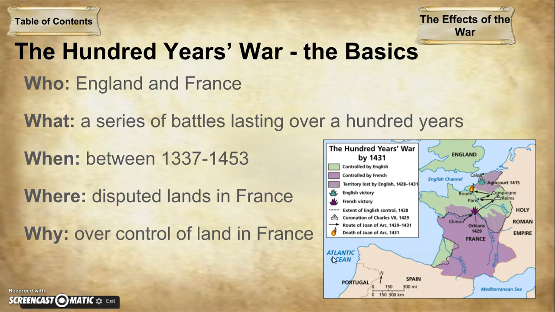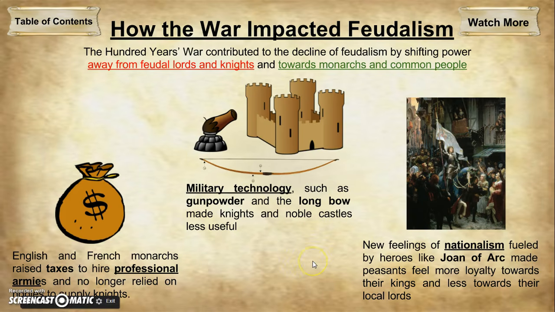Now, how did this series of battles, this war between these two nations, affect feudalism? Well, in general, the 100 Years' War led to the decline of power of feudal lords and knights and increased the power of monarchs and the common people. So again, lords, nobles, and knights became less important because of the 100 Years' War, and monarchs and common people became a little more important in society.